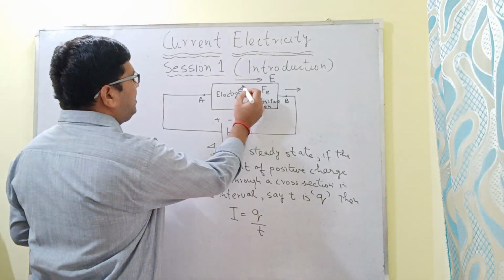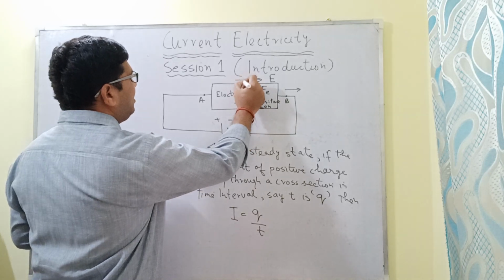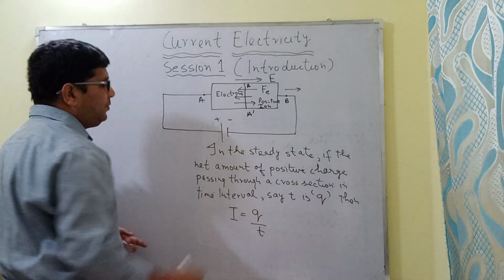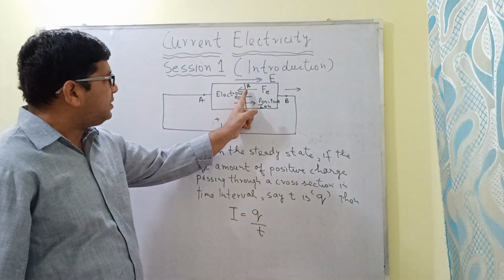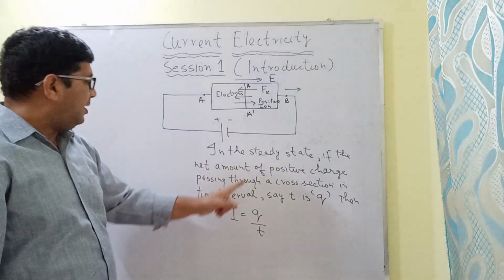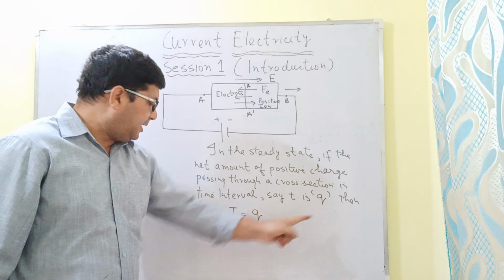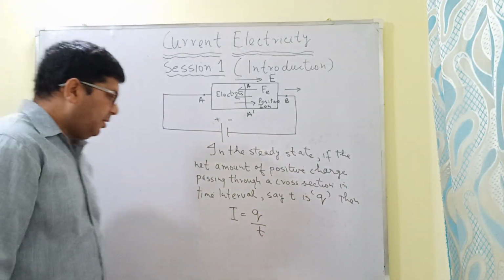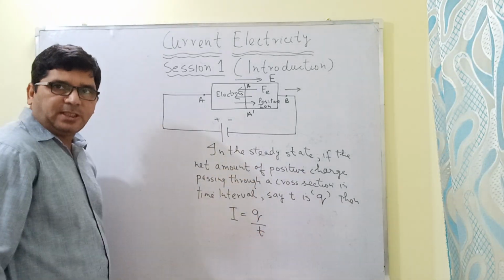Let us say this is one cross section here. I'm just denoting it with a dash. Now if the net amount of positive charge which is passing through this cross section in a time interval t is q, then I is equal to q upon t. So this is the equation in the case of a steady state.